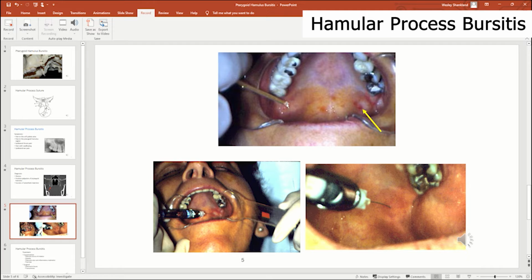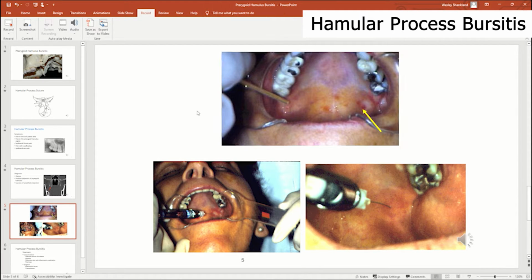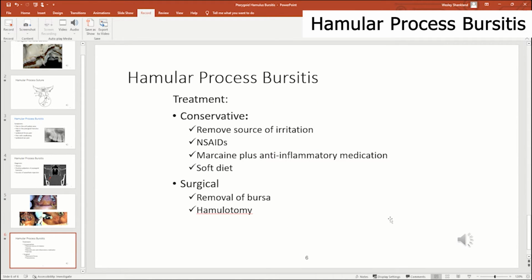Now here's what the pterygoid hamulus looks like below the soft tissue of the soft palate. Looks like this right here. And what I do is I give an injection with a small needle right here after applying a topical anesthetic, a small needle, and right here give a better injection. In that injection, I'm giving a local anesthetic to numb the area up. If the pain subsides or goes away, that's pretty much diagnostic for hamular process bursitis.